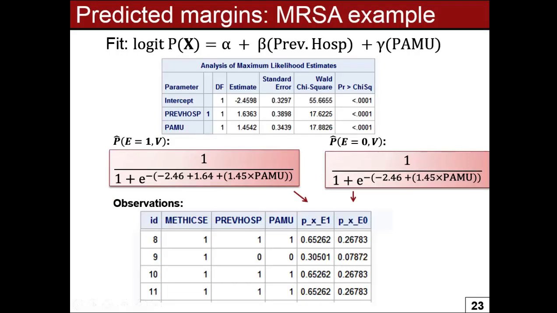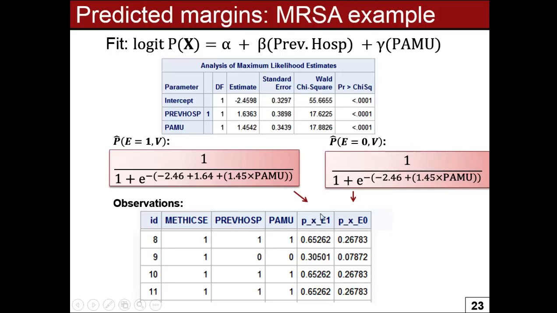Take every observation in your data set. Here's person 8, they have exposure. This is the MRSA outcome. This is the Y variable. This is the two X variables. This is the exposure, and this is the V variable. And for each row, you plug in this person's values. This person has PAMU1. They're going to plug in here.